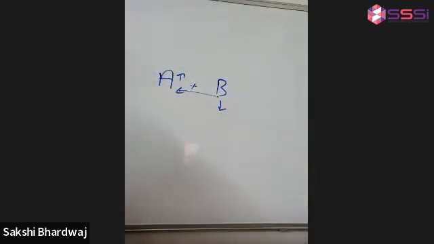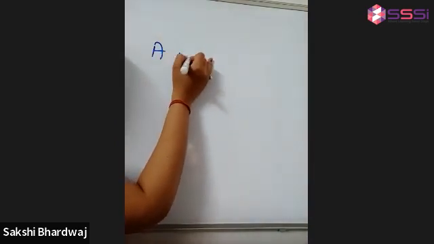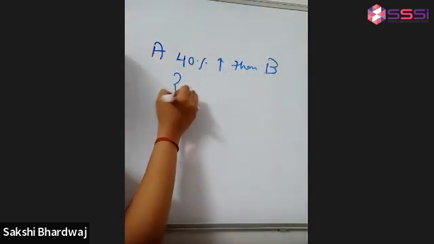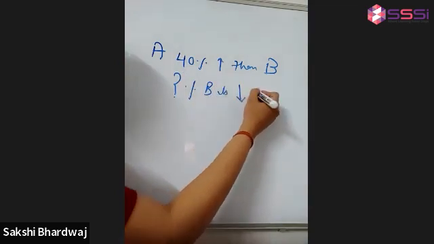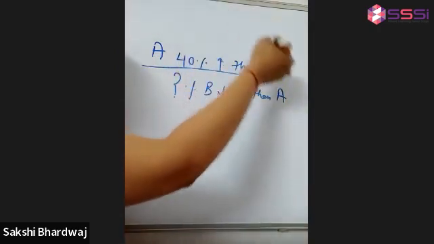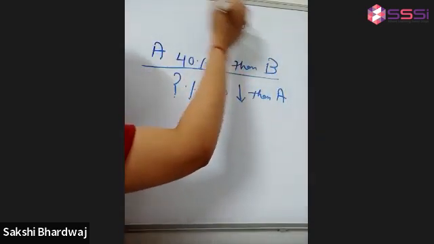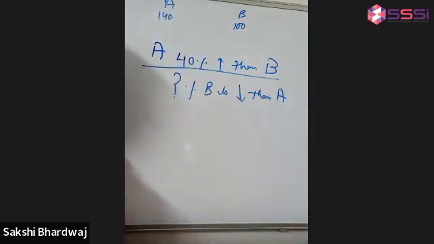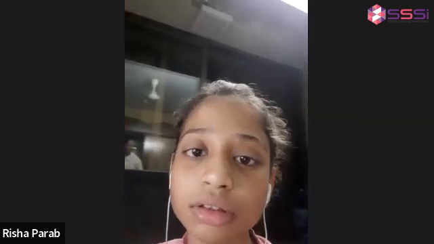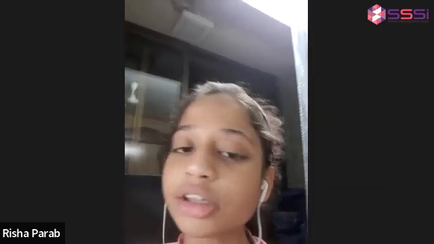Now I'm saying if A is 40%, let's say, more than B, then how much percent B is less than A? According to this line, B is 100, then A must have 140. How we calculated this? 40% of 100 added to it. So 40 upon 140 into 100.